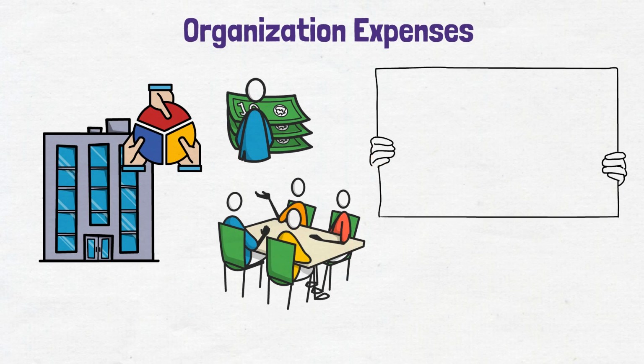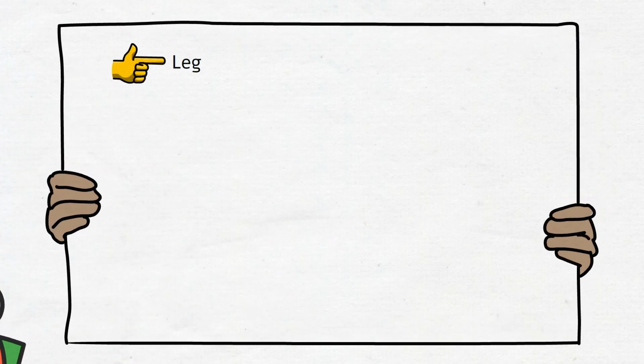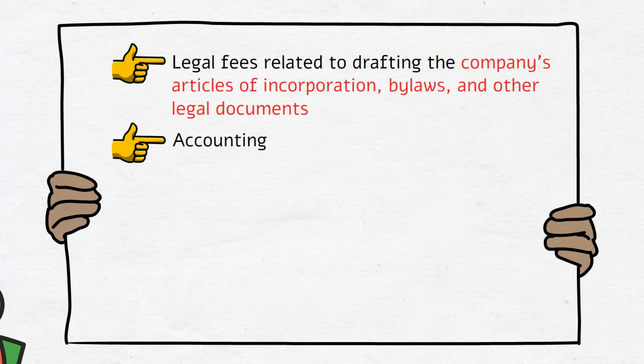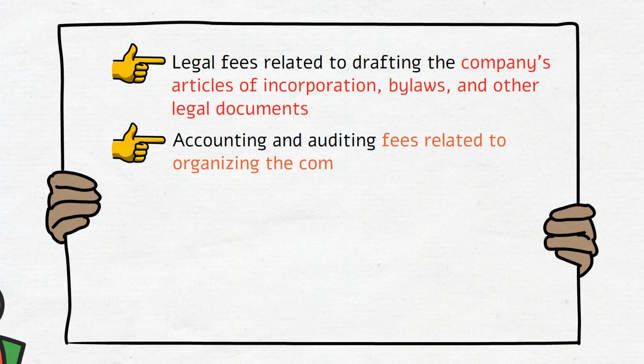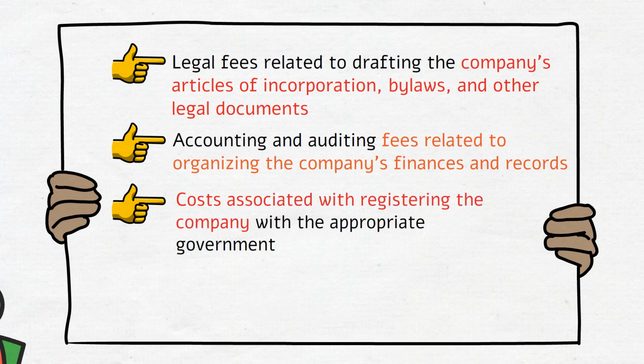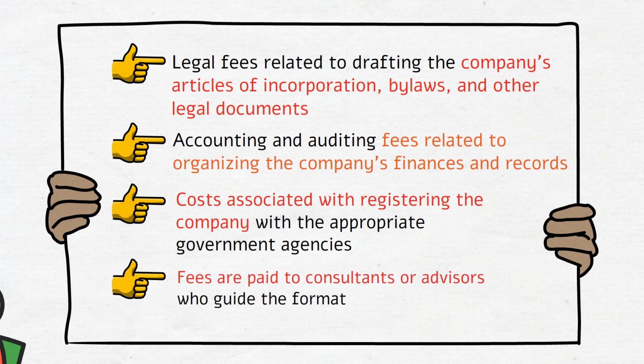Examples of organization expenses can include legal fees related to drafting the company's articles of incorporation, bylaws, and other legal documents, accounting and auditing fees related to organizing the company's finances and records, costs associated with registering the company with the appropriate government agencies and obtaining necessary permits and licenses, and fees paid to consultants or advisors who guide the formation and organization of the business.